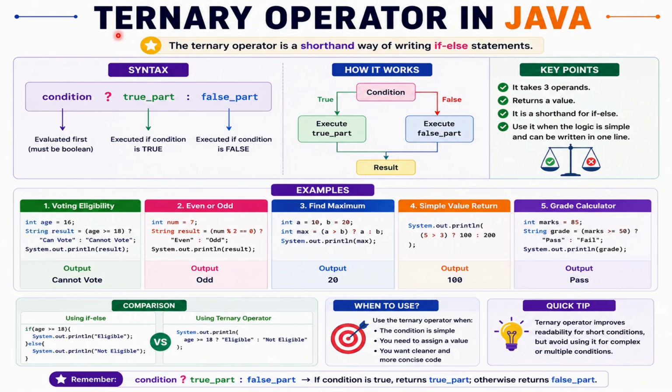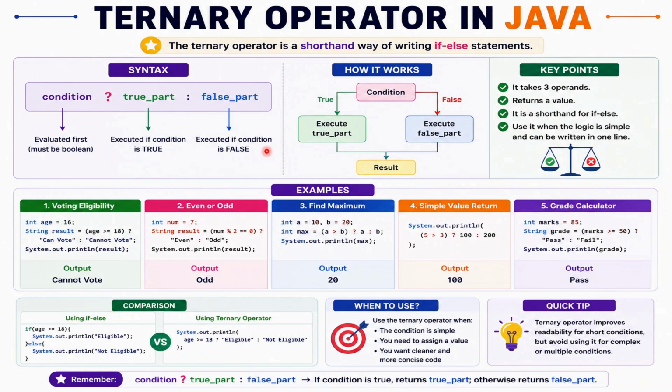So today let's see what a ternary operator in Java is, with real world examples. Ternary operator is a shorthand way of writing if-else statement. The syntax for ternary operator is: we have a condition which is executed first and it must be boolean. Then we have a question mark and then the true part, which is executed if the condition is true. Then we have a colon and then the false part, which is executed if the condition is false.